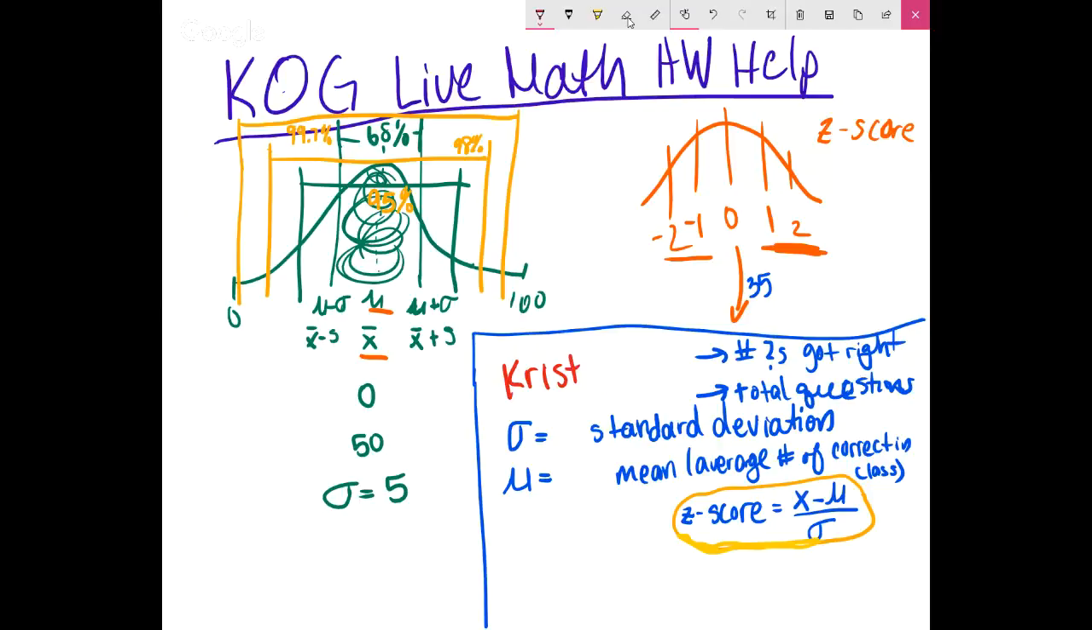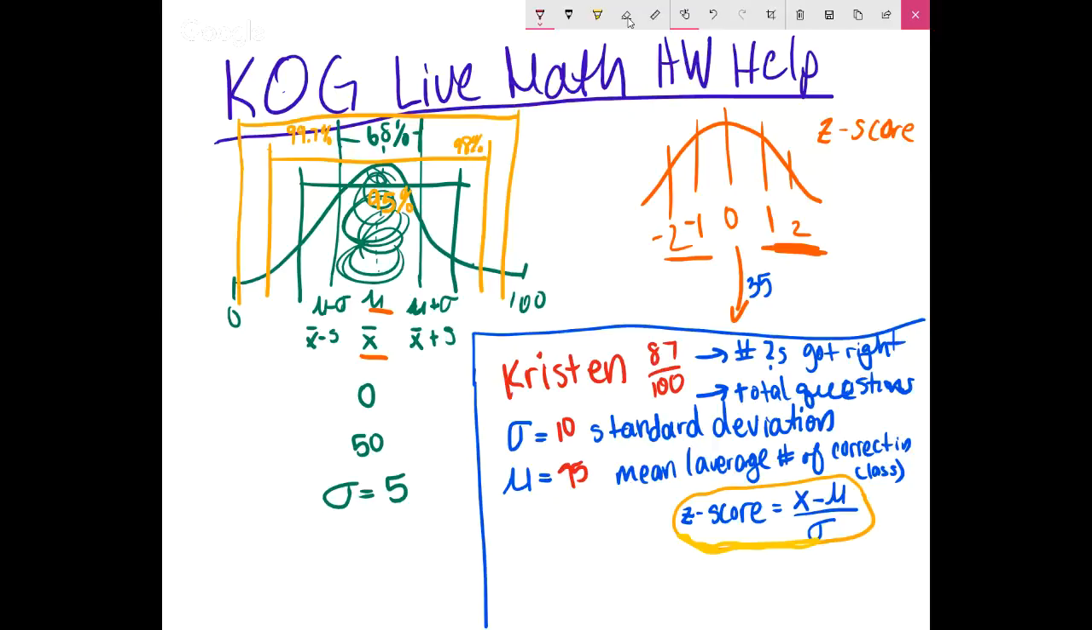Okay, so Kristen took a test too, but she was in a different class, and her score was an 87 out of 100. She did pretty good as well. Good job, Kristen. Okay, and the sigma, or standard deviation, was 10, and the mu was 75. So the mean was 75.